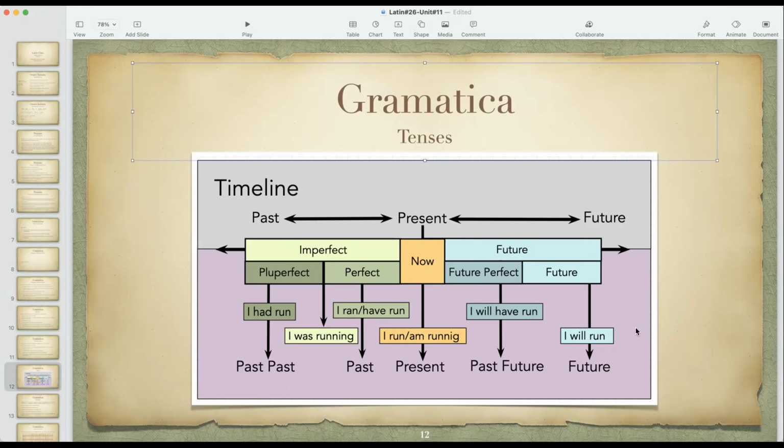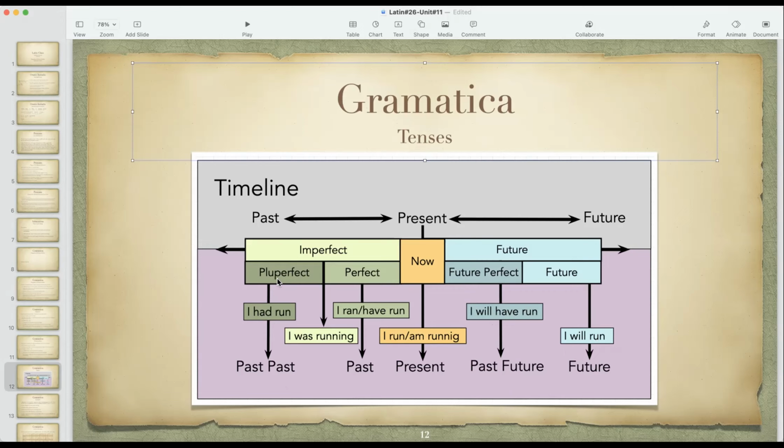Future is the same way. I said, I will run, that's in the future, but in the past future is I will have run. And the good news is if you see I will have done something, that's future perfect. And if it is I had done something, that is pluperfect. So it shouldn't be too difficult.